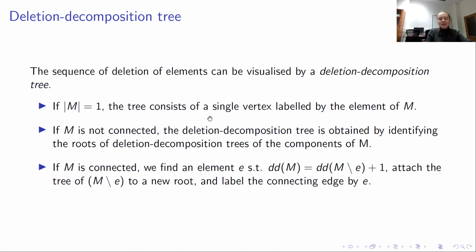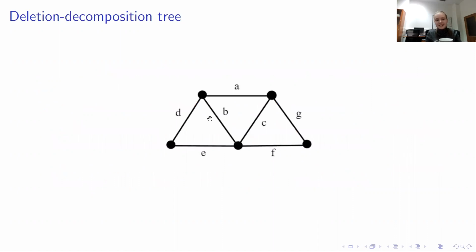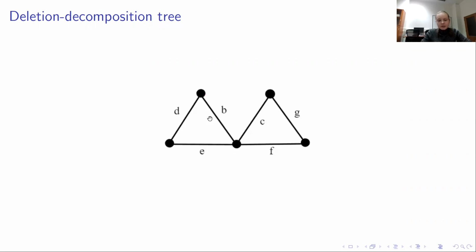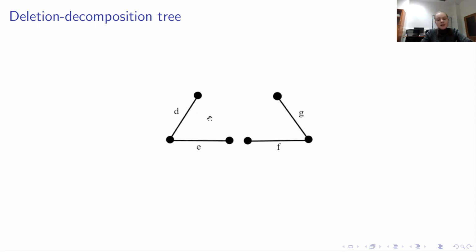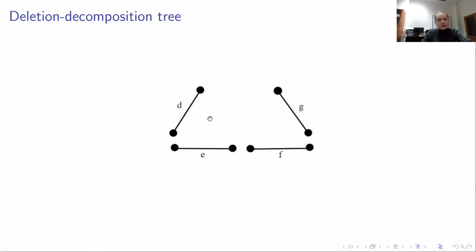I think it will be easy to see on the following example. I have this graphic matroid, and I would like to construct the deletion decomposition for it. I will start deleting the edges. In this case it's connected, so I want to split it into components, and I will start by deleting the edge A. This splits the matroid into two connected components, and within them I again want to split, so I will delete the edges B and C. This way I split it into four single-element matroids.